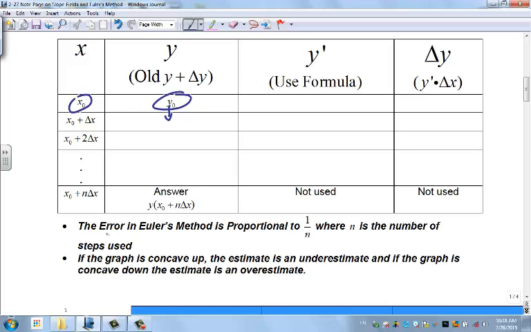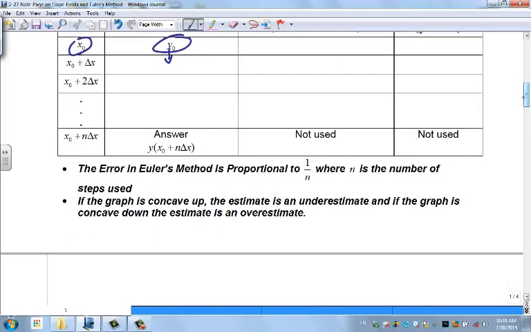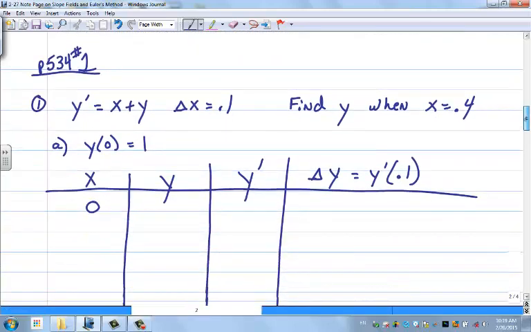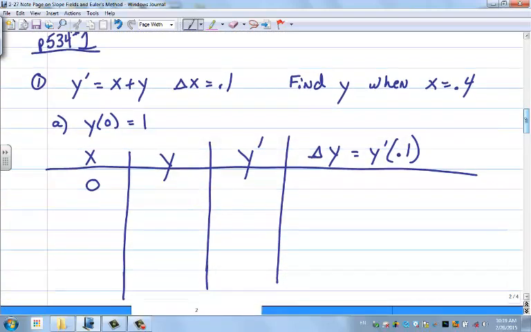Now, two important things. The error in Euler's method is always proportional to 1 over the number of steps used. And second of all, if the graph of a function is concave up, the estimate will always be an underestimate. And if the graph is concave down, the estimate will be an overestimate. And that should make sense because if you have a concave up graph, your slopes will go under it. And if you have a concave down graph, your slopes of the graph will end up going over it. So that's why.